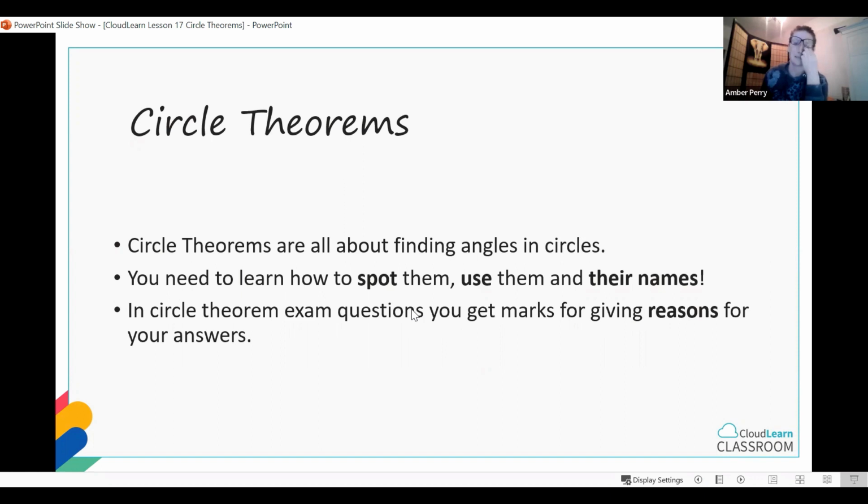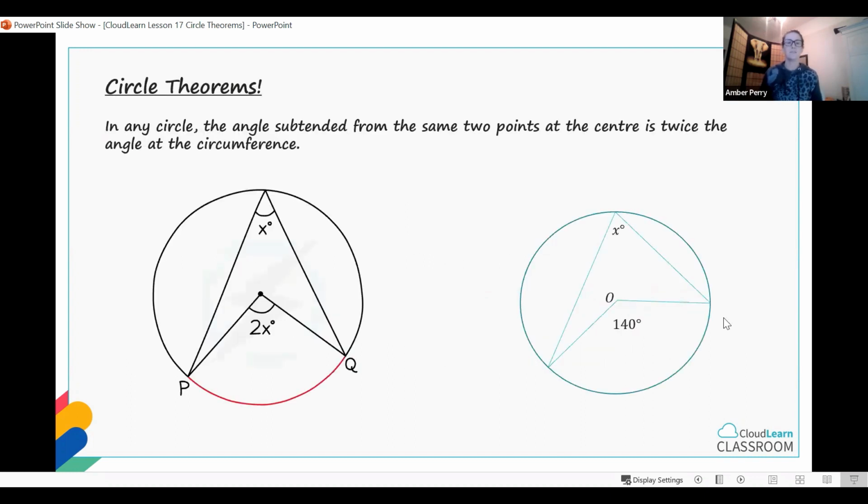And then in the exam questions, when you're doing circle theorems, you get marks for finding the answers. So you might be asked to find an angle. You get your marks for finding the angle, but you also get marks for giving reasons for your answers. So it's really important you do know those keywords so that you're ready to write them down when you give a reason for why you got your angle. So we'll do that today.